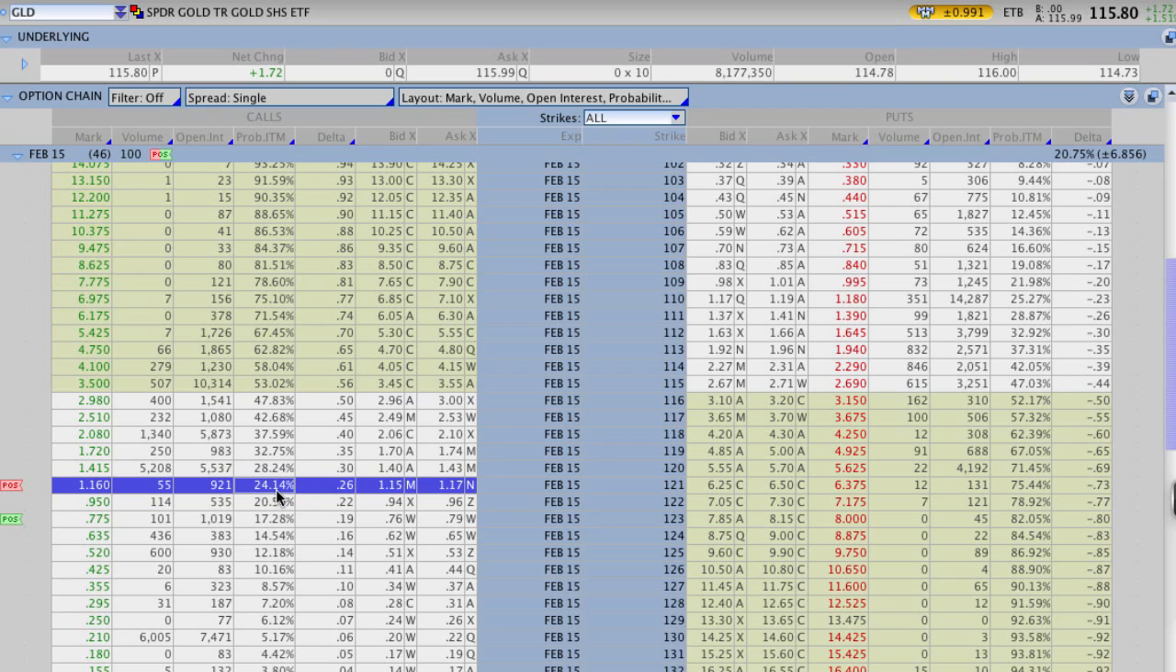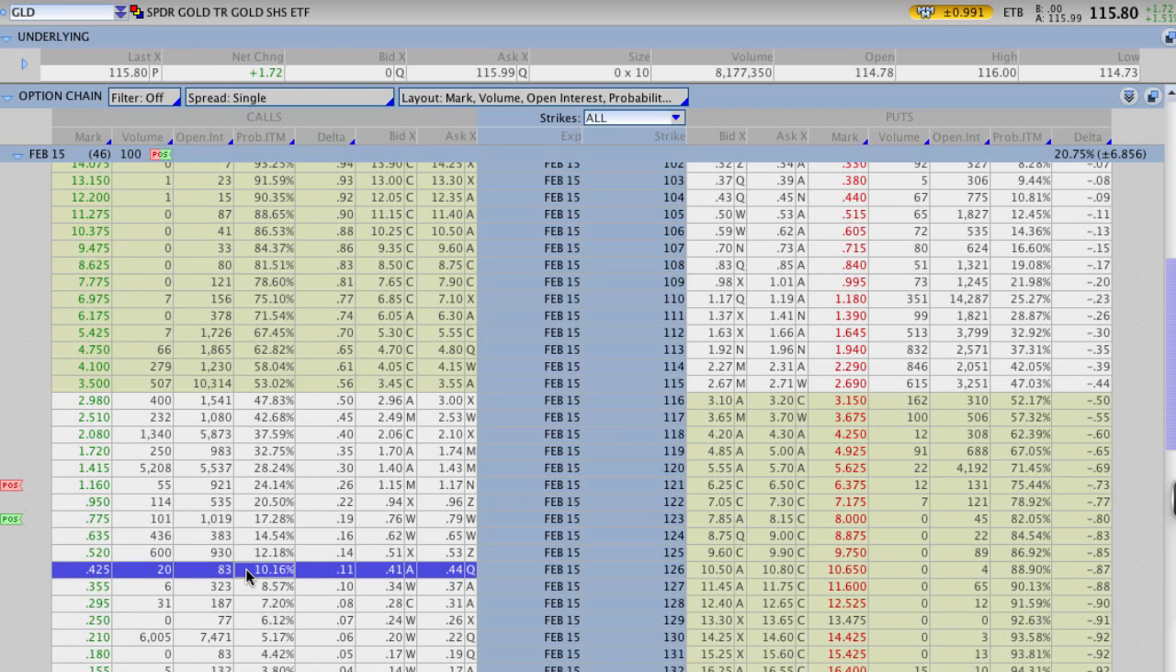If you wanted to be a little more conservative, and say you wanted a probability of success around 90%, then you would go further out of the money and sell options up at the 126 strike. By selling at the 126 strike, the probability of that strike being ITM is 10%, meaning you've got about a 90% chance that GLD never closes and trades above 126.